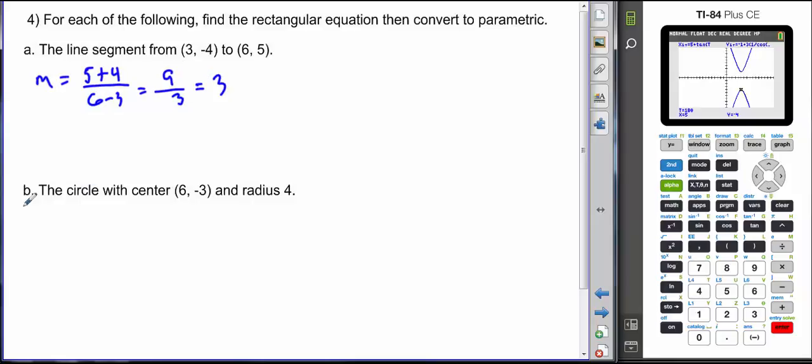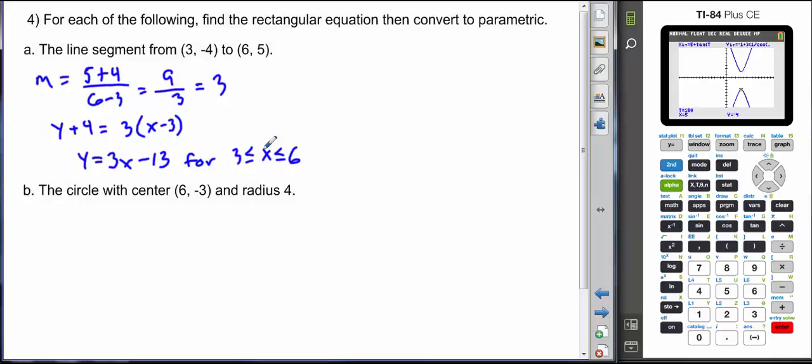or 3. All right, and so we could write the equation. I'll start in point slope form. y plus 4 is equal to 3 times x minus 3. But if we simplify that, we'd have y equals 3x minus 13. Okay, now that's the line that goes through those points. But if we want to restrict it to just be a segment that starts at (3, -4) and (6, 5), we could just restrict our input value and say the x value is 3 less than or equal to x less than or equal to 6. So there's the rectangular version.